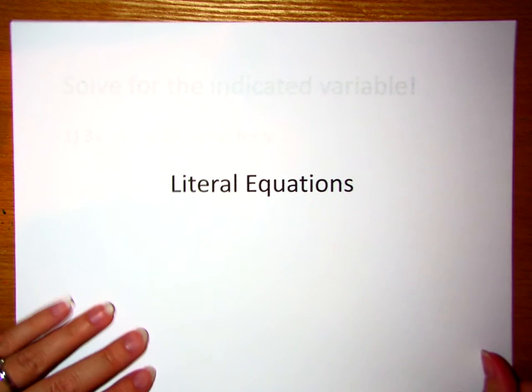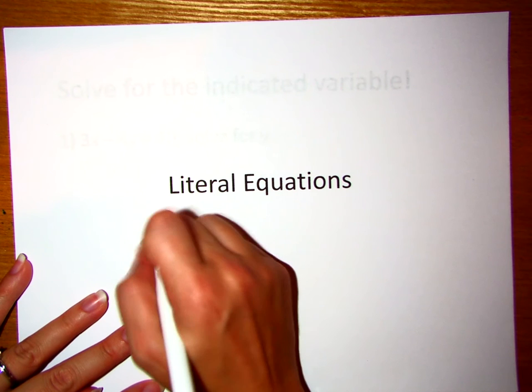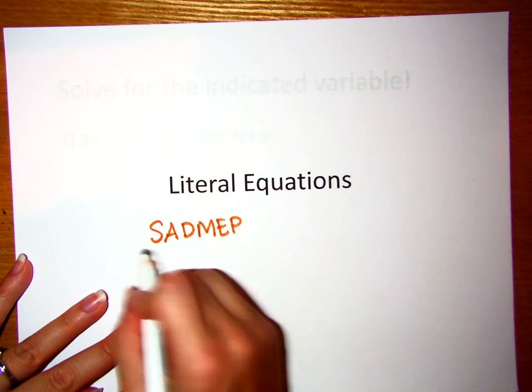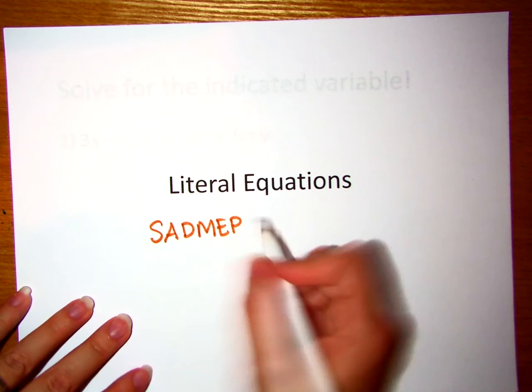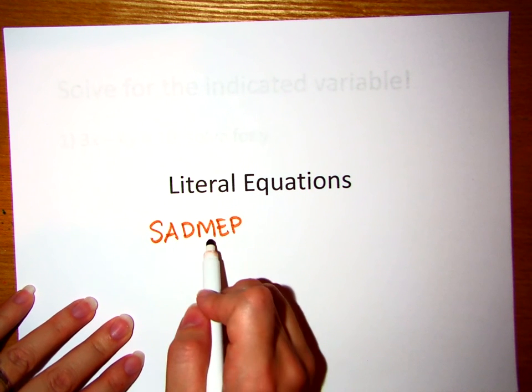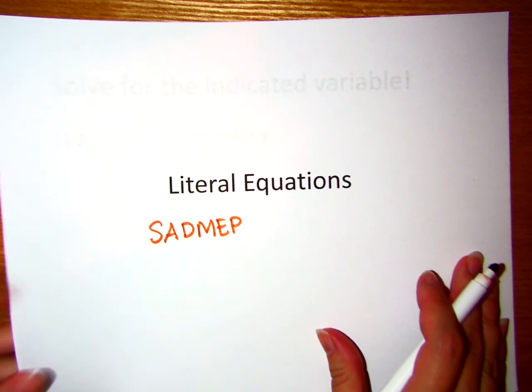This lesson is on literal equations. Remember that when we solve an equation, we are going to do the order of operations backwards, and that's going to be our map to solving literal equations. Always starting with subtraction, addition, then moving to division, then multiplication, then dealing with those exponents for square roots, and finally that parenthesis.